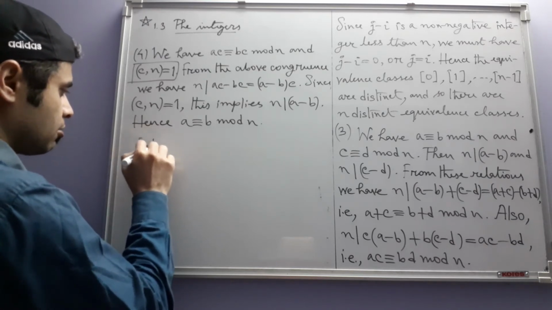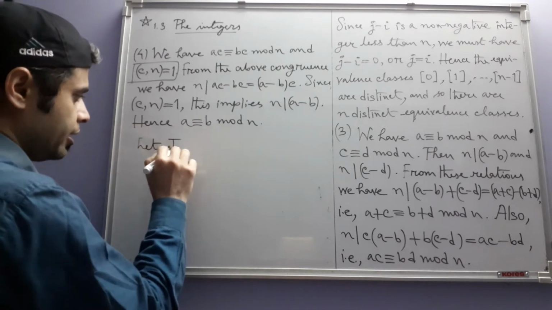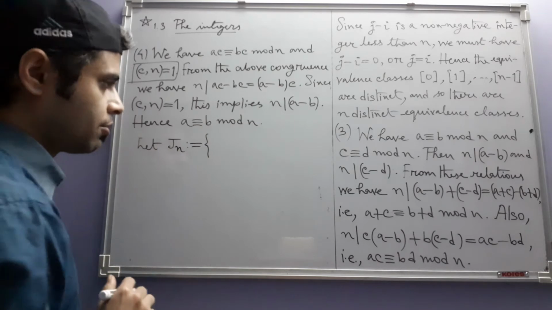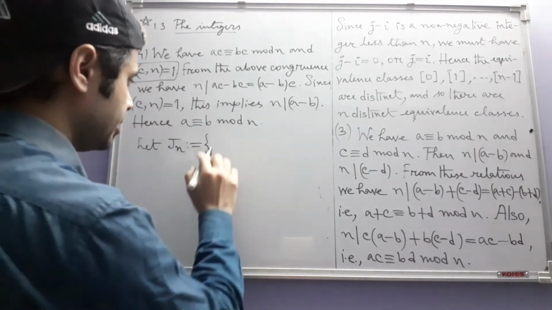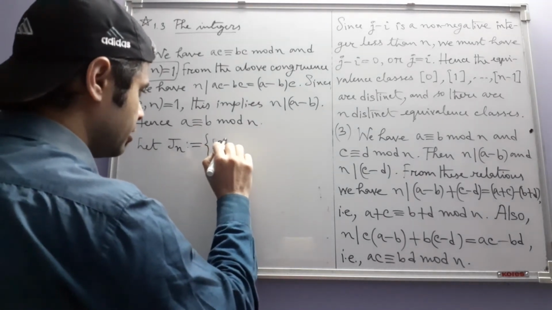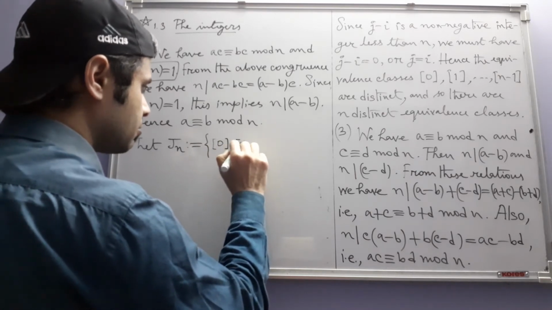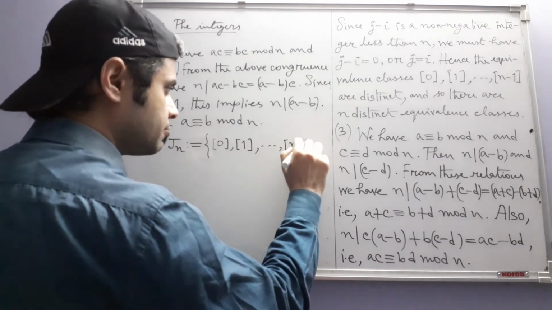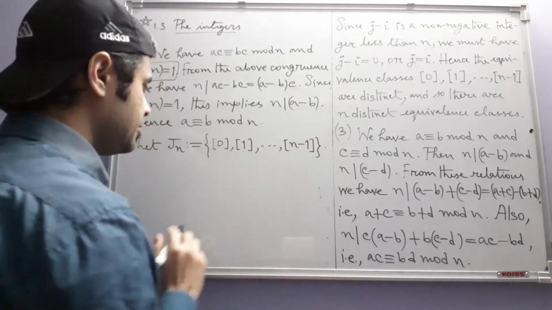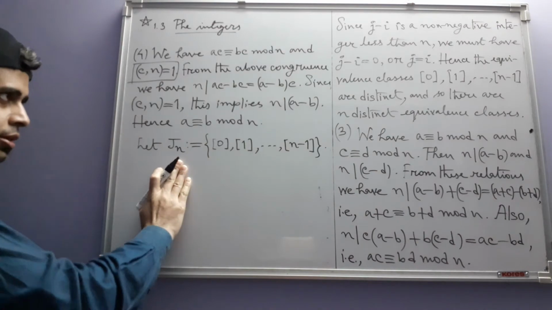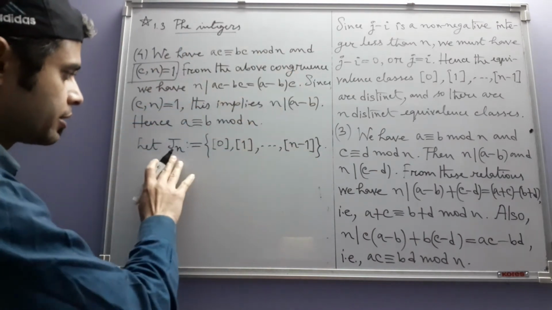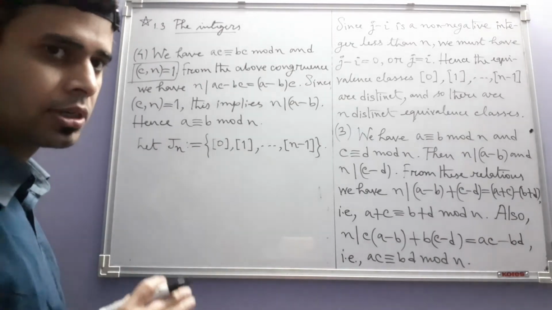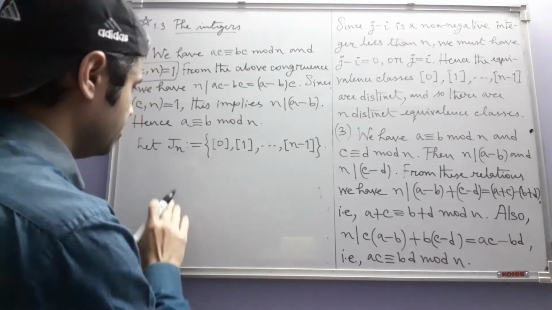Let Jn be the set of all congruence classes modulo n. That is, Jn is this set. n is already a fixed positive integer. Okay. In the context of this discussion, n is given to us. n is the modulus of our relation, congruence modulo n.